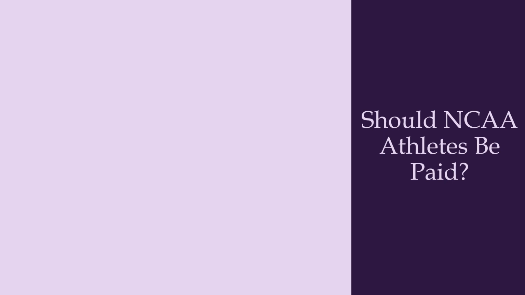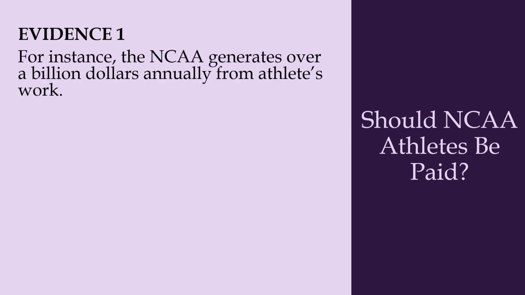Now we're ready to outline our evidence. Keep in mind, we still want to use effective transitions to show the reader how the ideas and evidence relate to each other. Evidence 1. For instance, the NCAA generates over $1 billion annually from athletes' work. In this case, we use the introductory element, for instance. This shows that this is the first example.